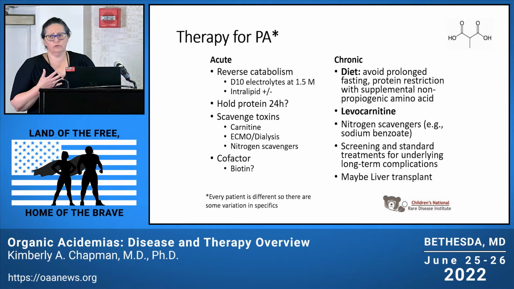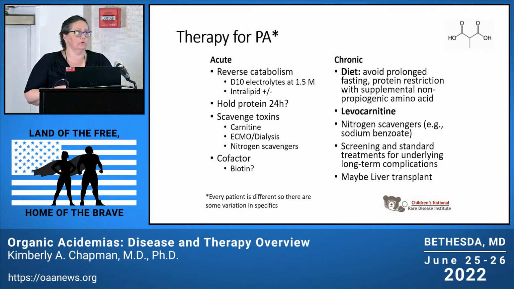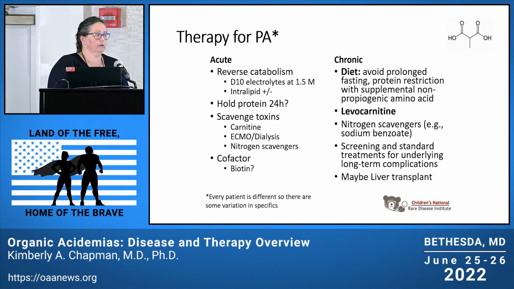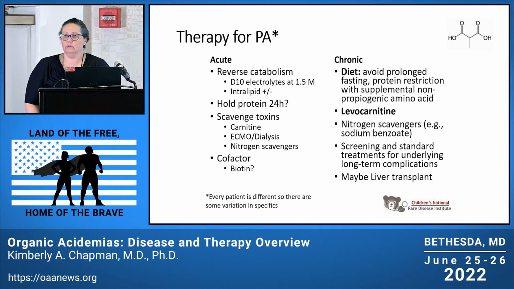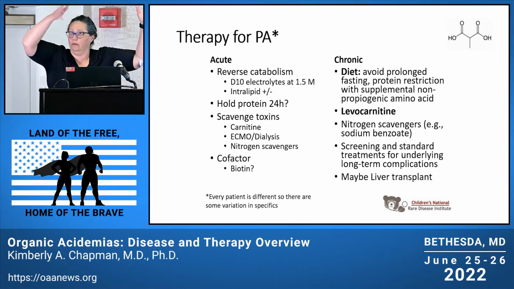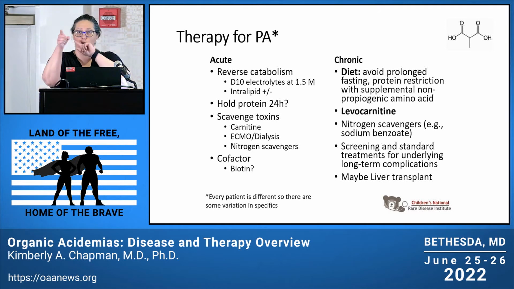Nitrogen scavengers, so these were traditionally used in the urea cycle. We do use them in PA and MMA, and this is to help drop the ammonias. And then cofactor, and we mentioned biotin before. So that's kind of the acute phase. And you can see what I'm doing. I'm saying, okay, how do I deal with this flood water? How do I suck up the extra? How do I prevent more hitting the dam? How do I poke holes into the dam? And then is there something I can do downstream?